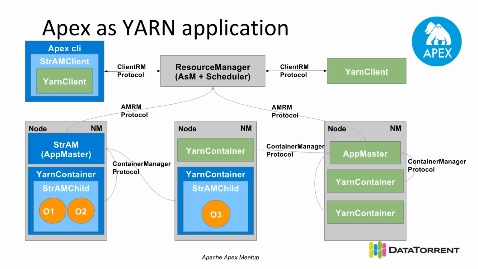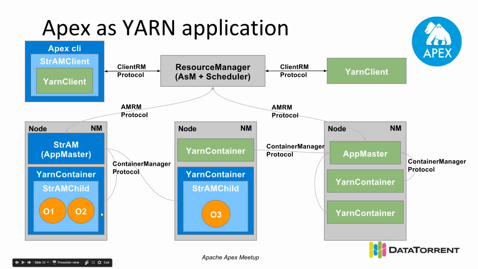The next thing it will do is talk to the resource manager, take some containers and launch them. When we start a container, the very first process spawned in these containers is called StrAM child. This StrAM child process helps us maintain some statistics of the application. It will continuously keep talking to StrAM, keep sending heartbeats to StrAM, and keep sending some statistics about the application or operators to StrAM.